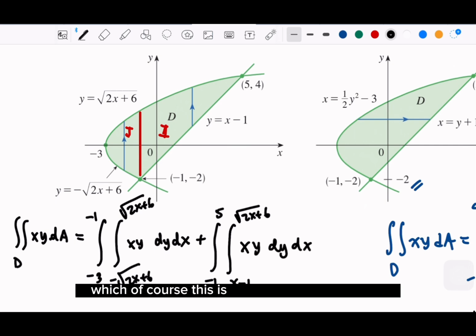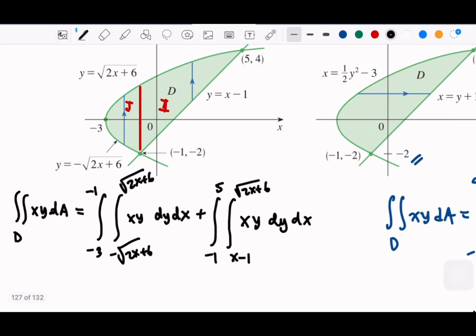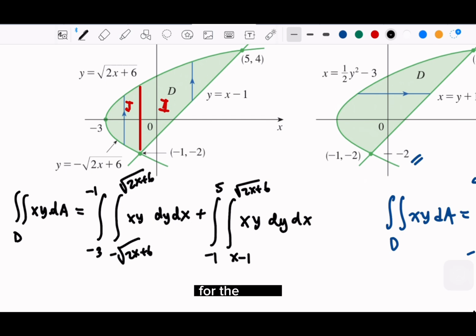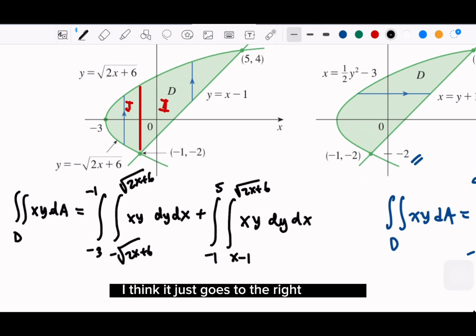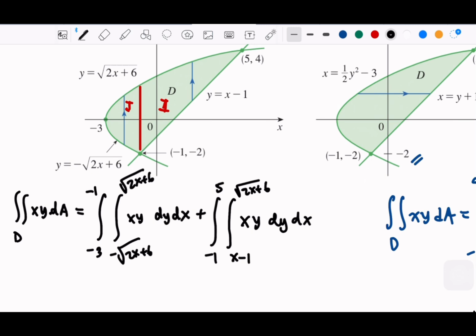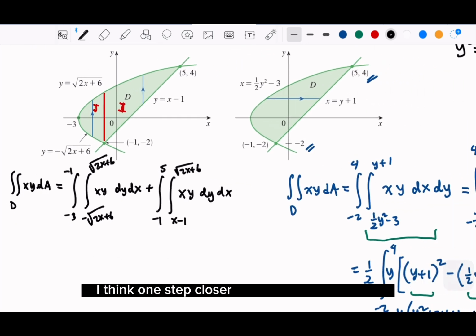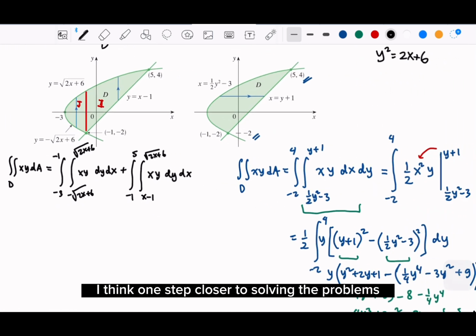Which, of course, this is going to be really troublesome. Okay. So you need to input later, you need to input the square root, right? And then I believe it's possible, but I don't think this will help in any way for the result. Okay. I think you just go to the right method. So choosing which method is going to be in your solution is, I think, one step closer to solving the problems.